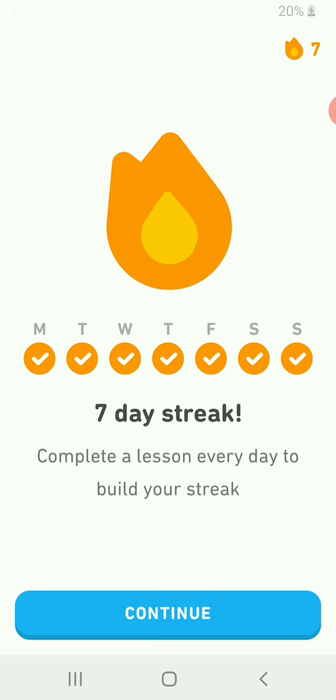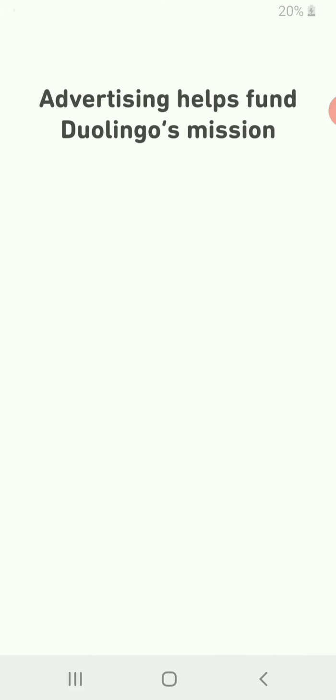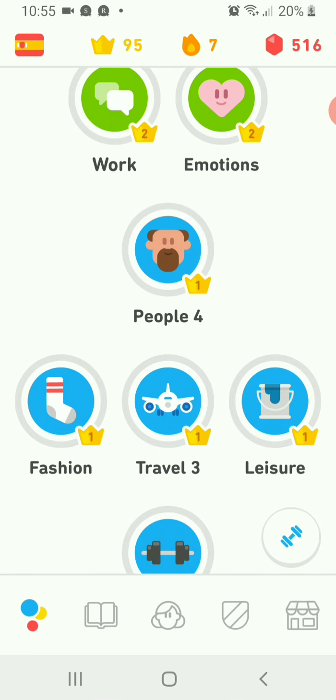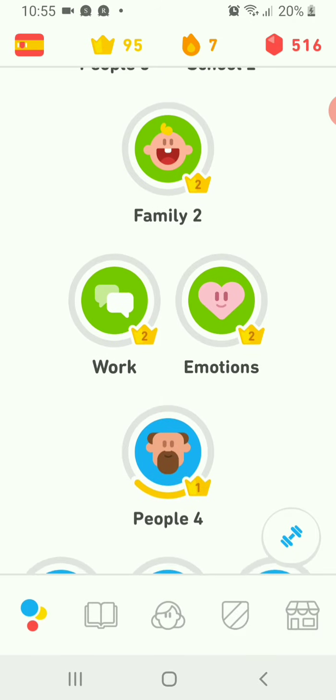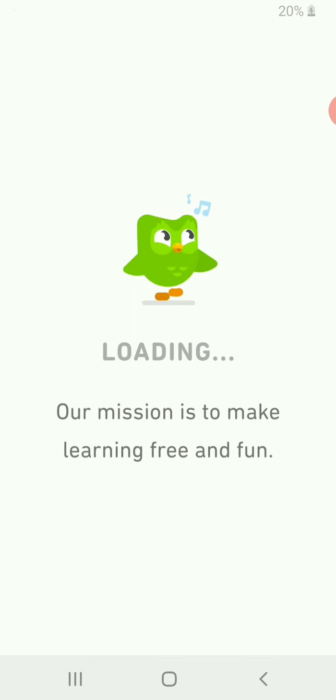Complete a lesson every day to build your streak. That's what they say. So congrats on using Duolingo for 7 days in a row. I'm not going to share it because it's not a big achievement for me, but it's very interesting. And let's continue because we have 4 more exercises to do for this topic. So let's get started with the second lesson.